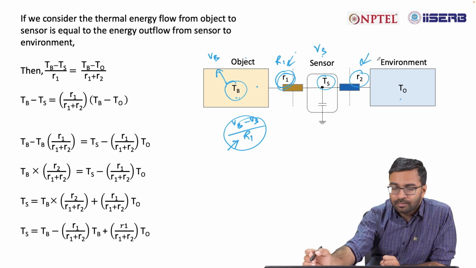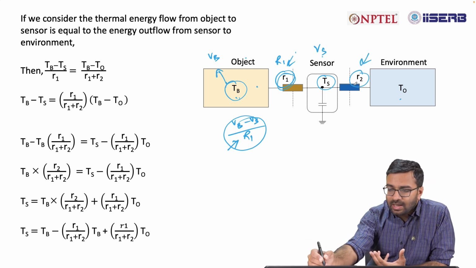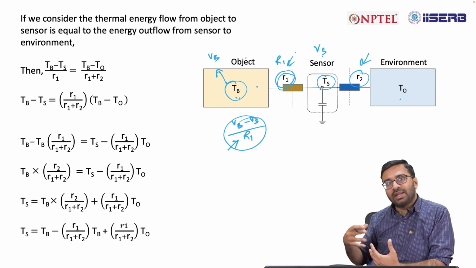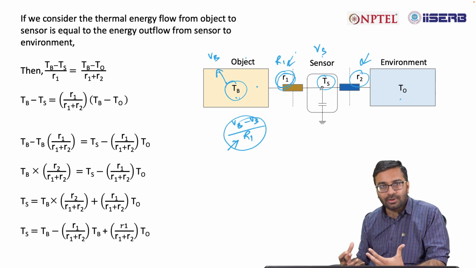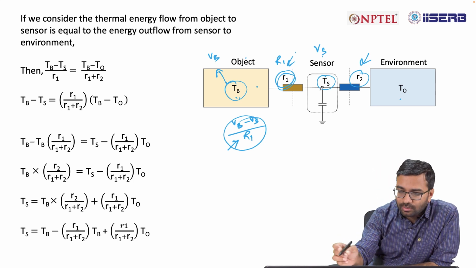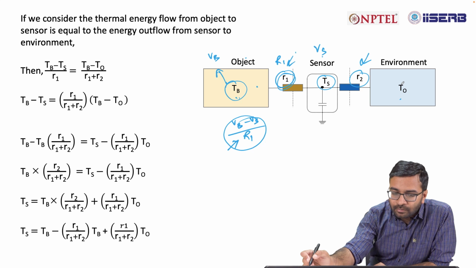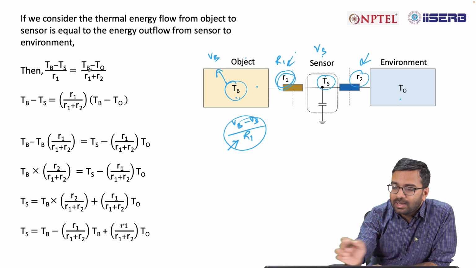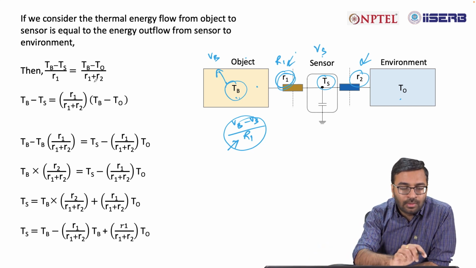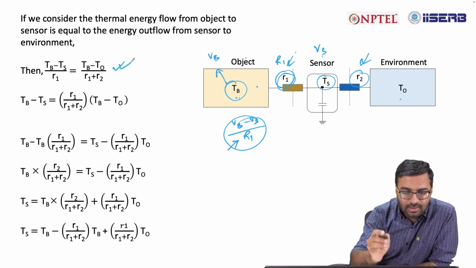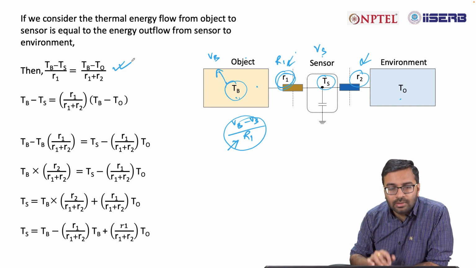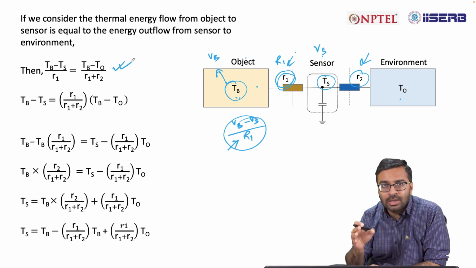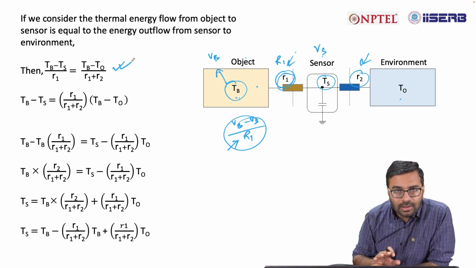resistances present. Okay. So one may consider that the R2 is much higher than R1, and then they can neglect R1, but that assumption we will take later. First, let us take R1 plus R2 in this case. So your equation will become that the current due to TB minus TS divided by R1 is equal to TB minus T0 divided by R1 plus R2. Now, this is the equation based on the consideration that the thermal current between object and sensor is equal to the thermal current between object and environment.